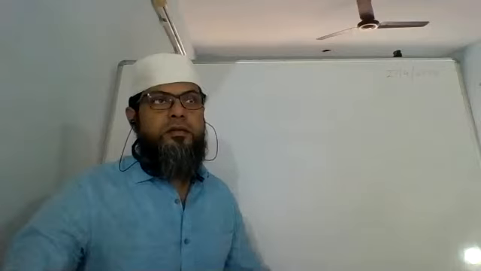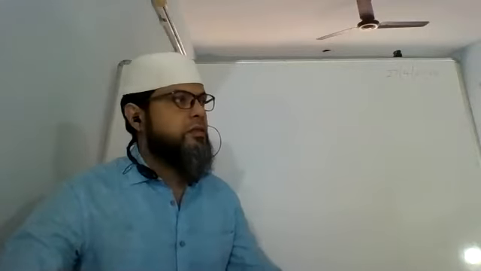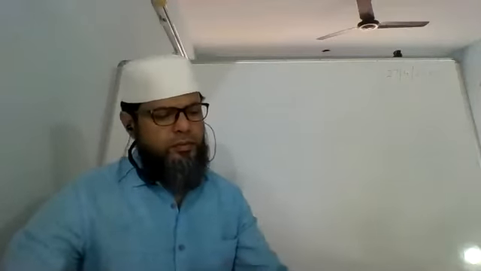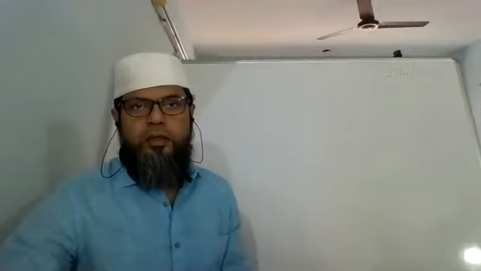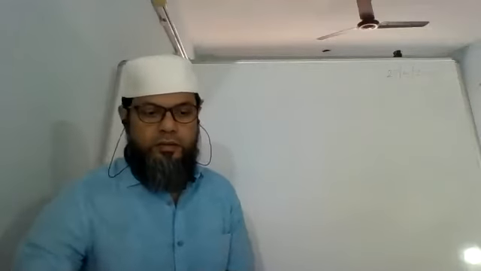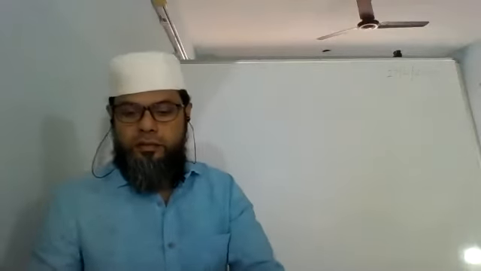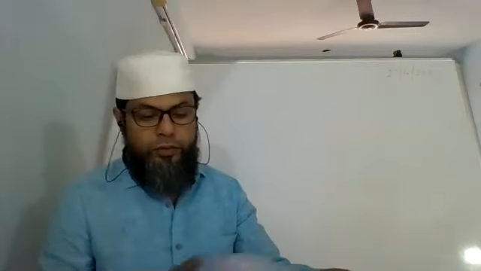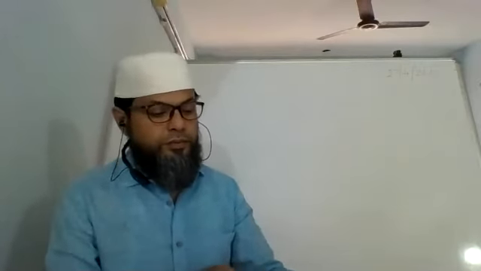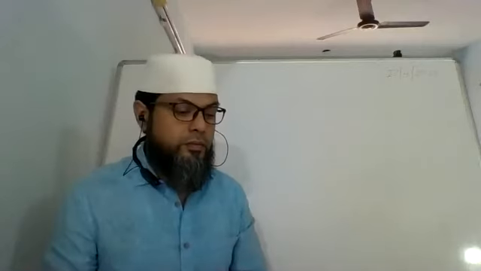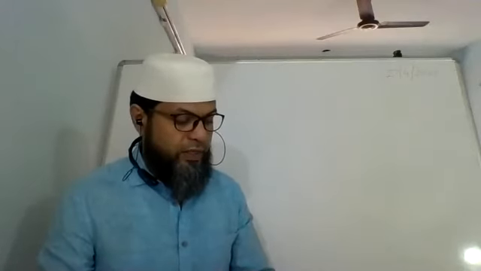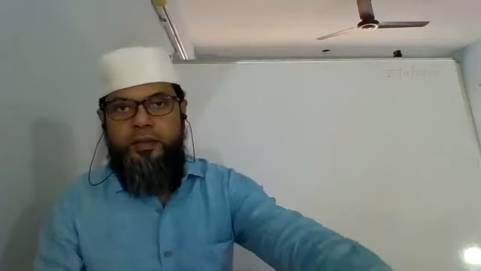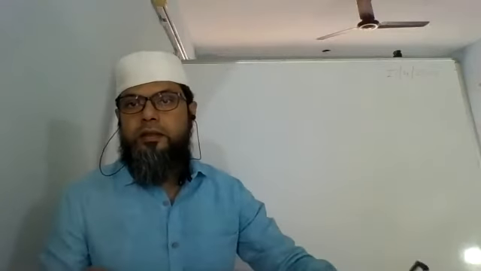Sir, 3.2, the fifth sum. 3.2 fifth sum. Okay, you didn't get it. Yes, sir, I didn't get it. Let's get the chart 3.2, fifth sum. Find the 27th term of the following AP, correct? Yes, sir.